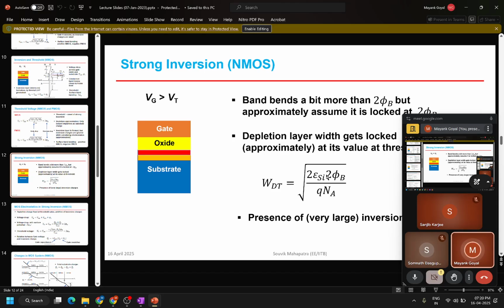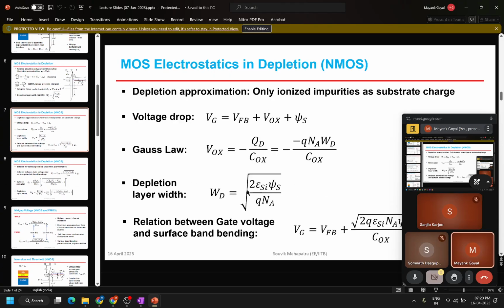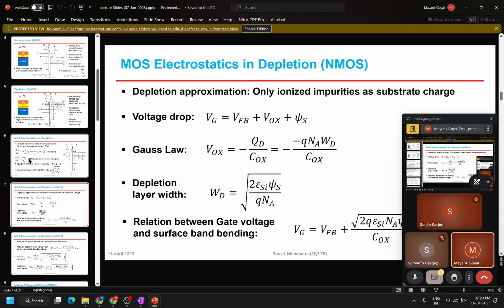This is the formula for depletion width: the square root of 2 epsilon_si psi_s by q N_A, and at the onset of inversion your psi_s is 2 phi_F or 2 phi_B.